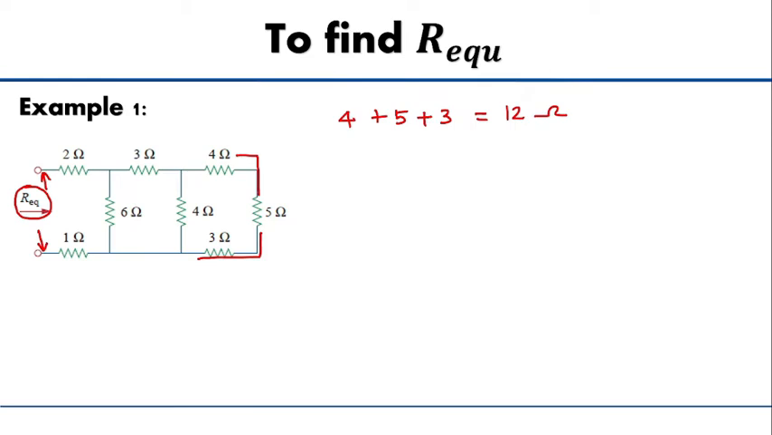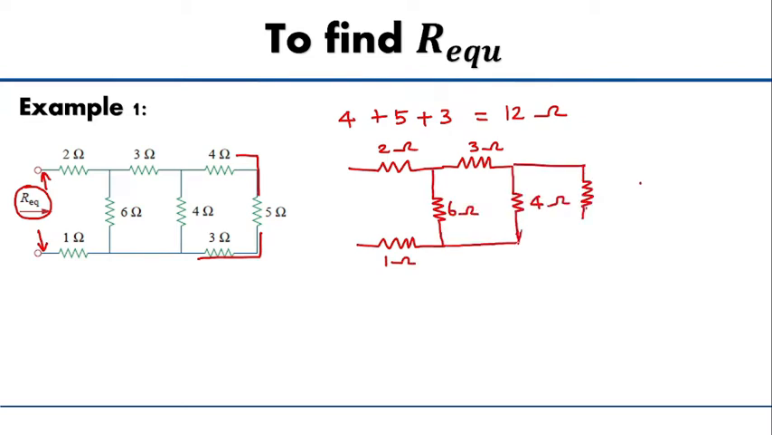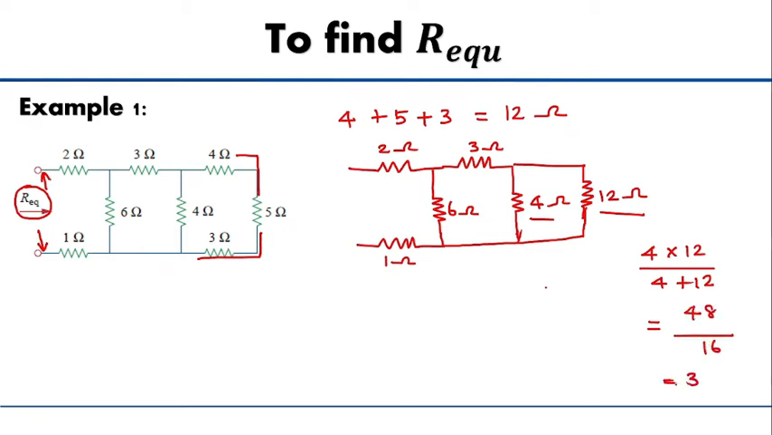Therefore, the circuit can be redrawn as 2 ohm, 3 ohm, 1 ohm, 6 ohm, 4 ohm and a 12 ohm resistor. Now, this 4 ohm and 12 ohm resistors are connected in parallel. Therefore, the equivalent of these two is 4 into 12 divided by 4 plus 12, which gives you 48 divided by 16, that is 3 ohm.